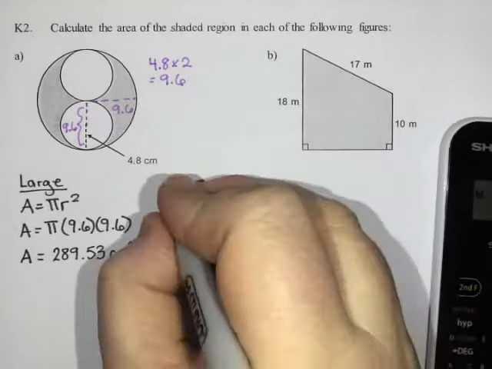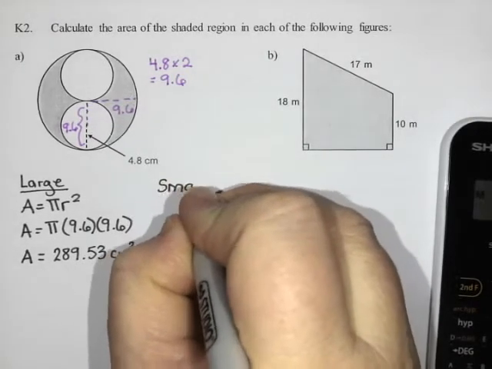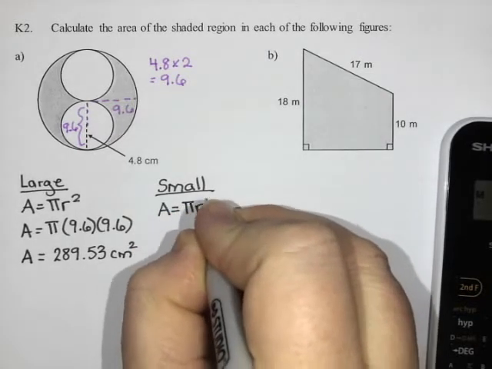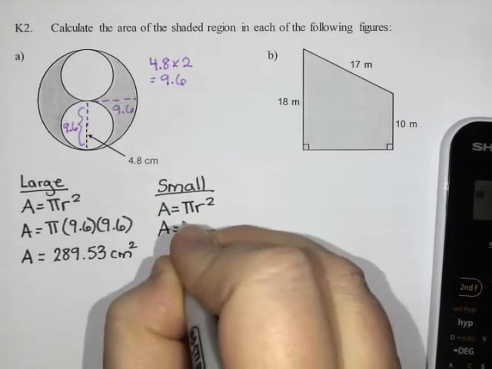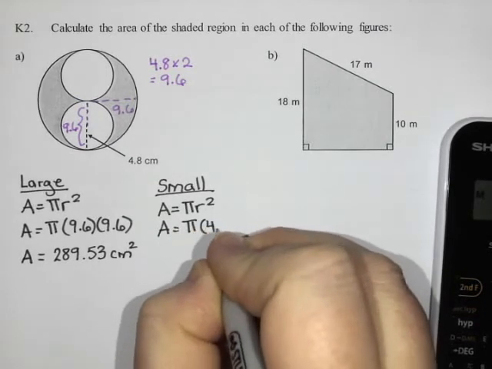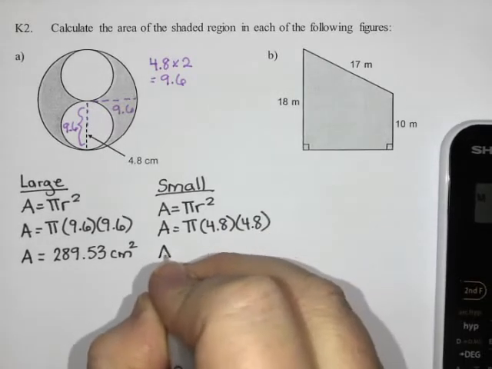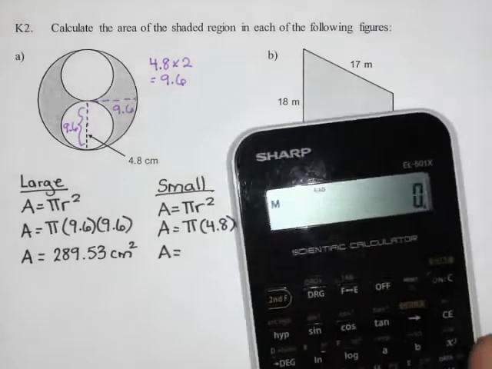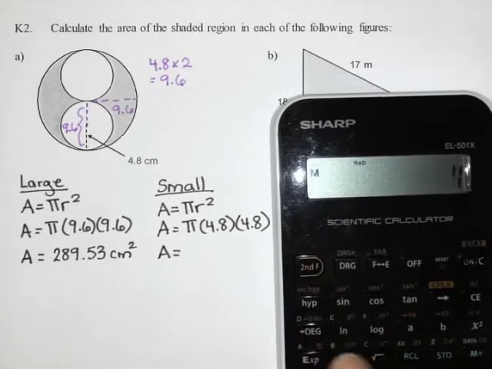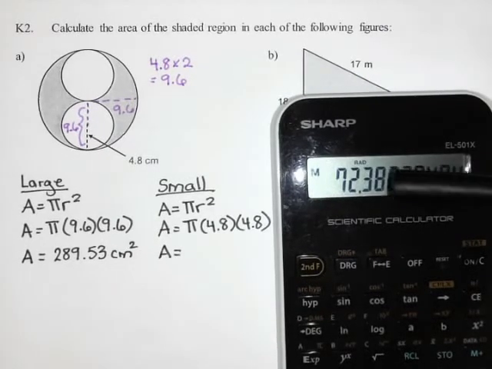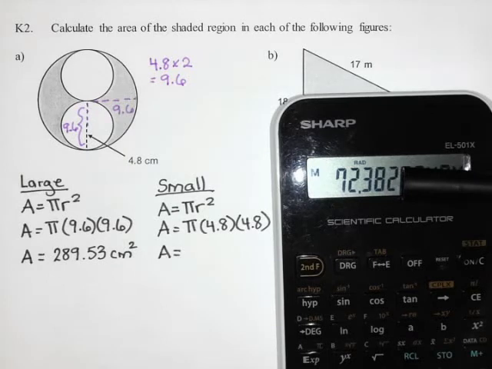And then I'm going to do the small circle. So that is also pi r squared. The radius of this one is 4.8. And I'm going to multiply that by itself to square it. So pi times 4.8 times 4.8 is 72.38. The next digit is a 2, so that's going to stay 72.38.